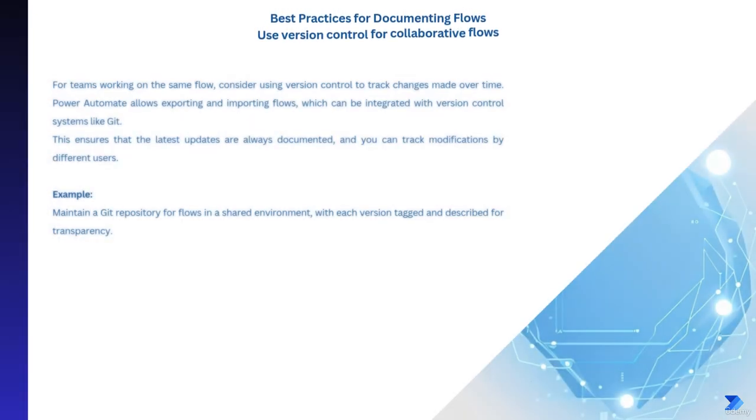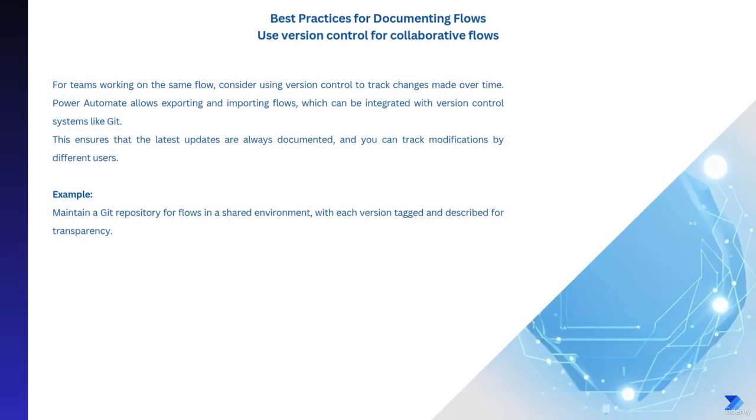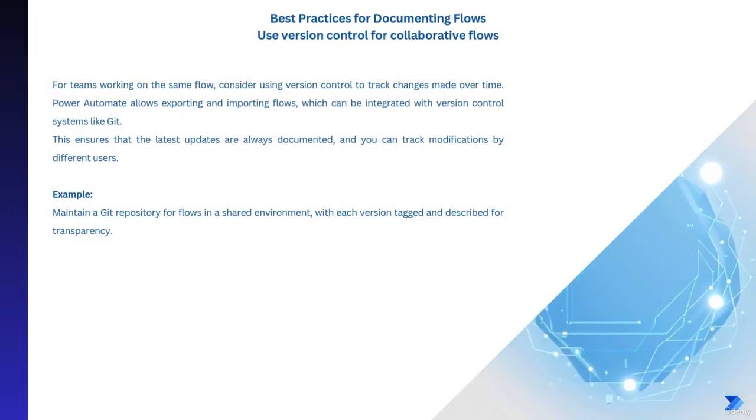Use version control for collaborative flows. For teams working on the same flow, consider using version control to track changes made over time. Power Automate allows exporting and importing flows, which can be integrated with version control systems like Git. This ensures that the latest updates are always documented, and you can track modifications by different users. Example: maintain a Git repository for flows in a shared environment, with each version tagged and described for transparency.